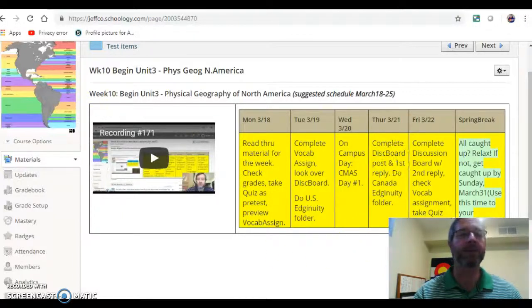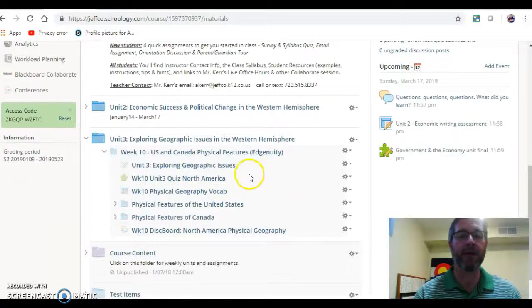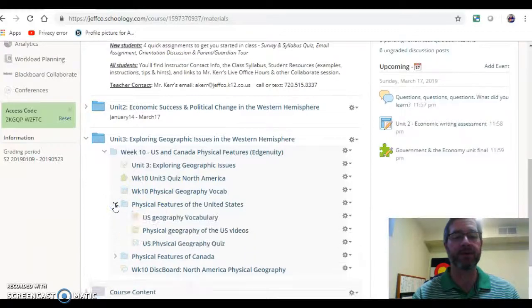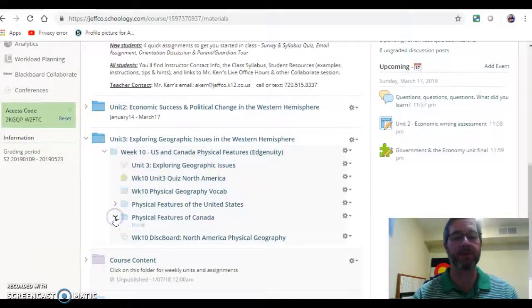So you'll see the suggested schedule here. You'll see that we do have a quiz over North America that I'd like you to take once at the beginning and then, of course, again at the end of the week. We do have an assignment on vocabulary, and of course you know how to do the vocabulary. Remember, you need 2 definitions, a dictionary definition plus your own definition plus a picture. We have 8 vocab words for you to do. And then the physical features of the United States and the physical features of Canada.